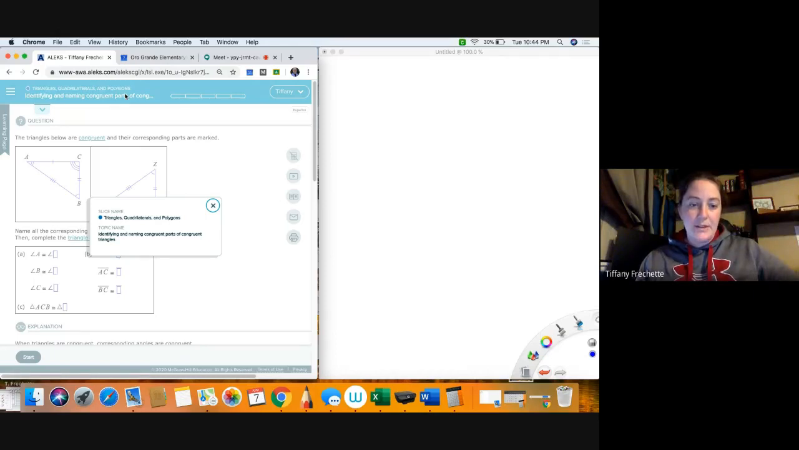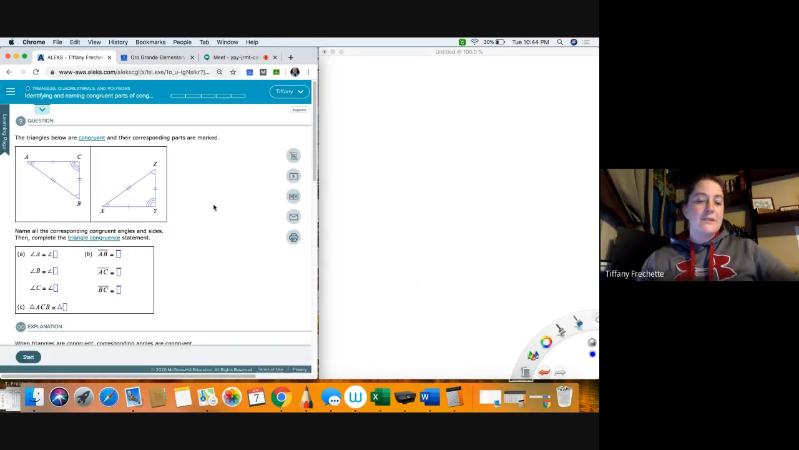Identifying and naming congruent parts of congruent triangles. All right, so this one is all just about matching up congruent marks. They're giving us both of these triangles, and they're telling us that they're congruent. So the triangles below are congruent, and their corresponding parts are marked. Angles are marked with arcs, like these arcs. Sides are marked with just a tick mark, like this.